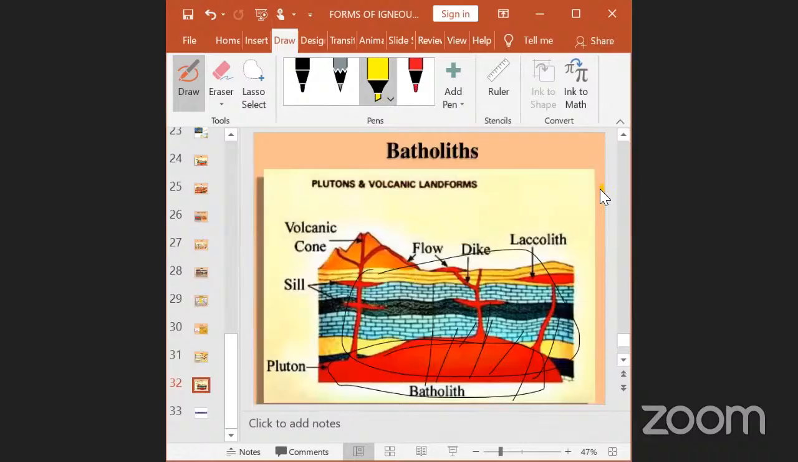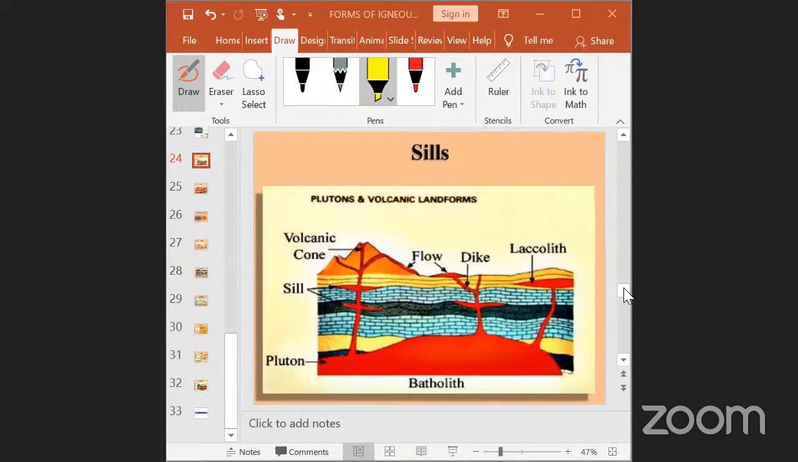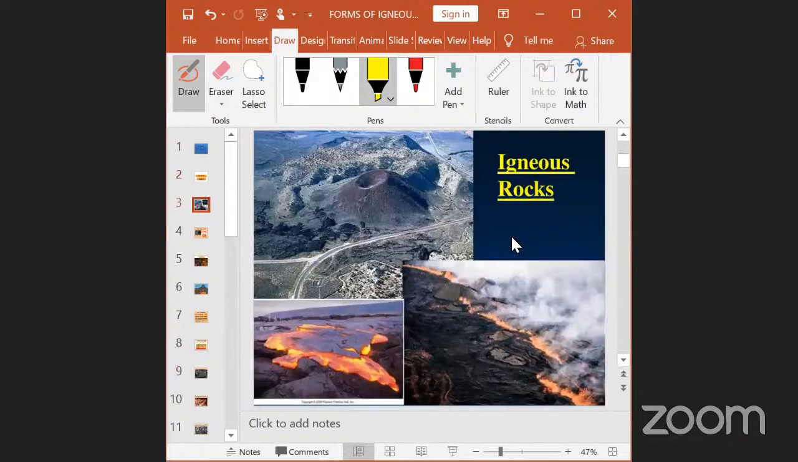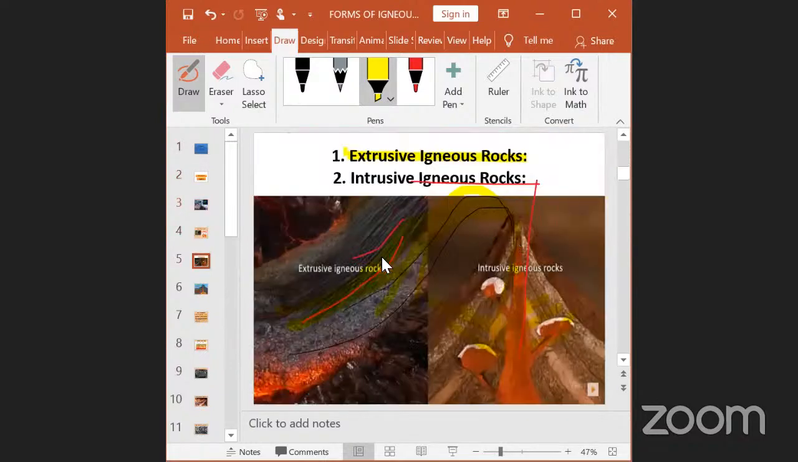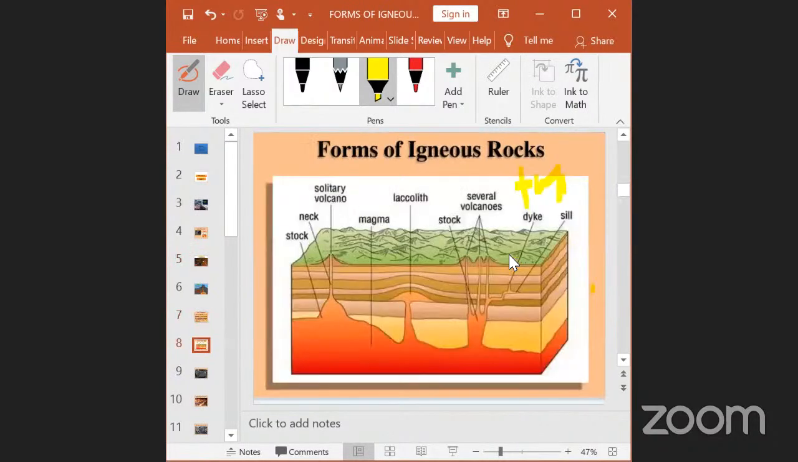Okay. Today's topic is over. So what is today's topic? Forms of igneous rocks, right? In that we have two types, that is extrusive and intrusive igneous rocks, right?